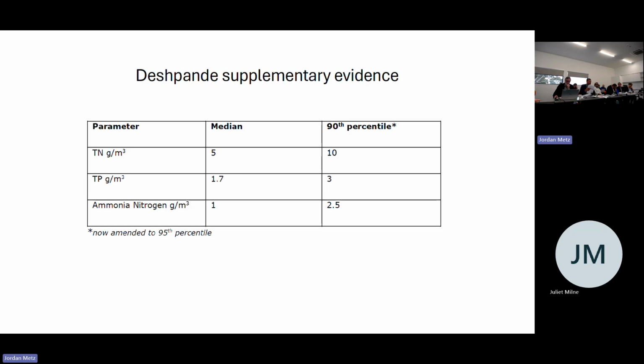I just need to check. So this is this kind of discharge rate and concentration. Yeah. So that's flow and concentration. Yeah, and this is based on the 2019, the 2019, 2020. Yeah.